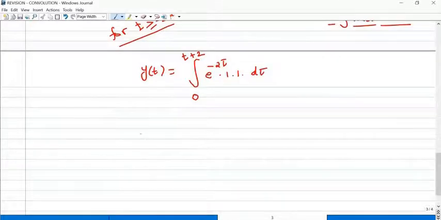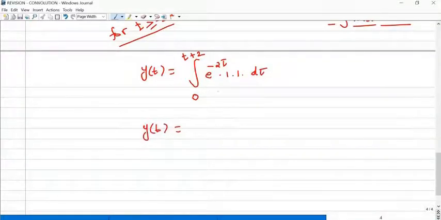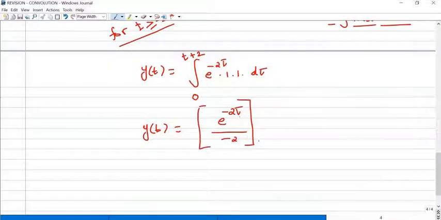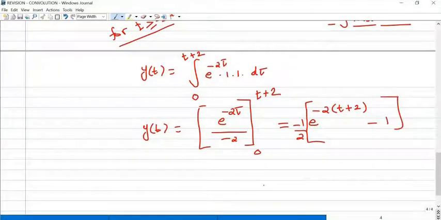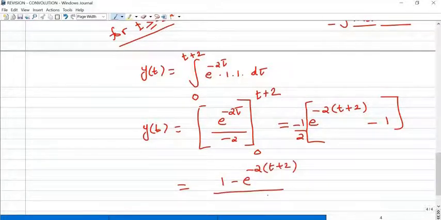Now if you solve, you will get your y of t. With respect to tau, e power minus 2 tau divided by minus 2. Now substitute the limits 0 to t plus 2. So substitute e power minus 2 into t plus 2. Shall we take minus 1 by 2 outside? Minus 1 by 2 outside. So e power 0 is 1. Or if we multiply the minus inside, 1 minus e power minus 2 t plus 2, divided by 2. This is your y of t, the convolution result.